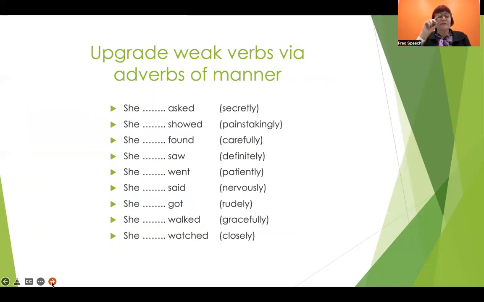So here are some pretty ordinary verbs: asked, showed, found, saw, went, said, got, walked, watched, and see how I put them all in past tense. And then just a range of adverbs of manner that tell you how that action was taken. And sometimes that's more effective than actually using an upgraded verb.